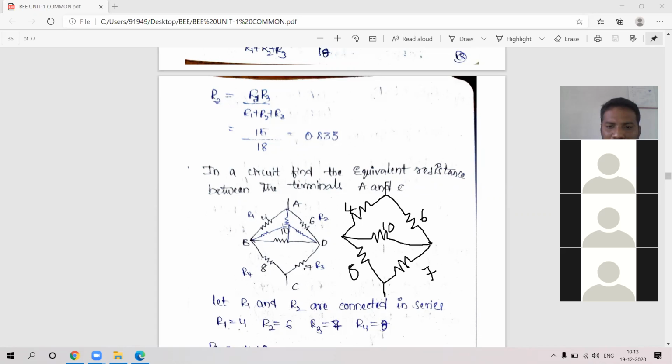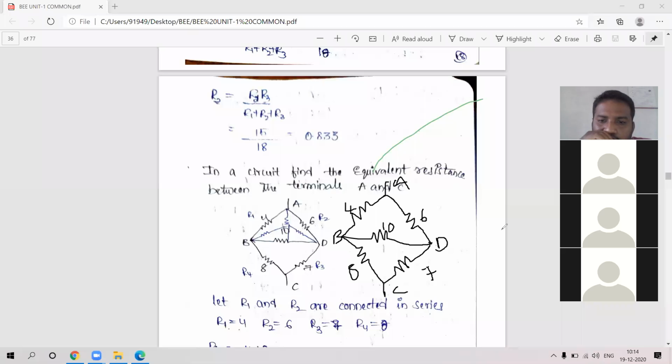Okay, he's asking that you need to find the equivalent resistance between A and C. This will be A and this will be C. This position is D and this position is B. Okay, he's asking to find equivalent resistance between A and C. What happened to 5, 2, 7? Why are you making those lines?